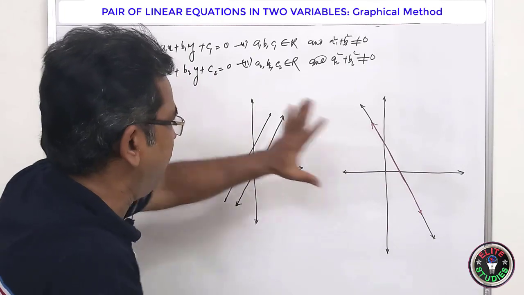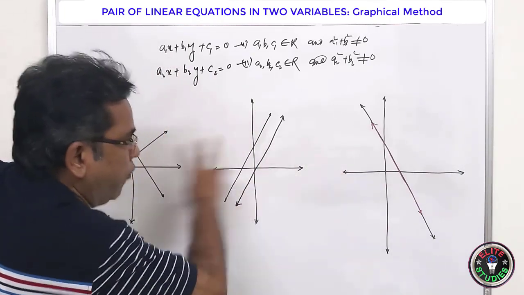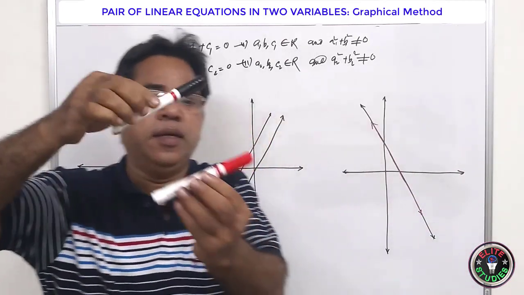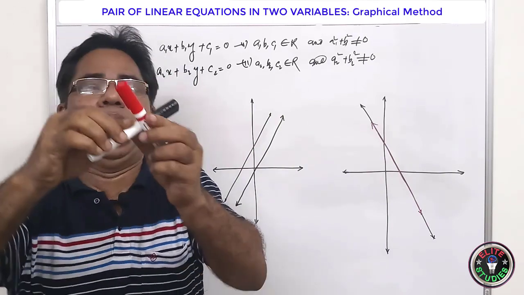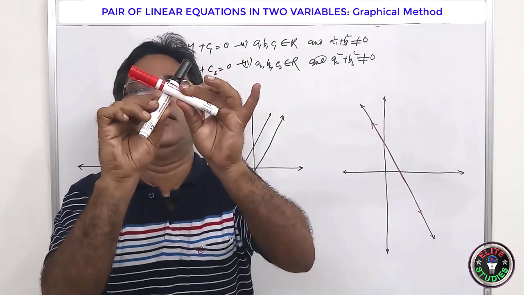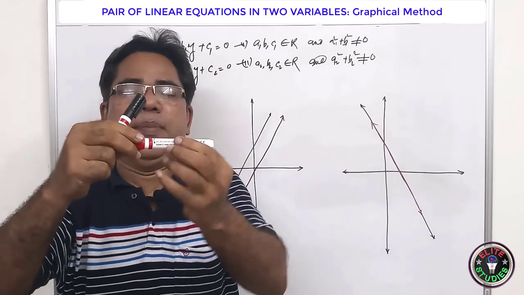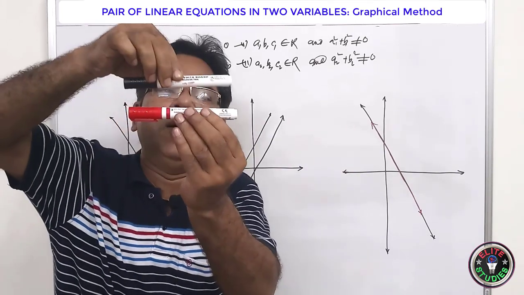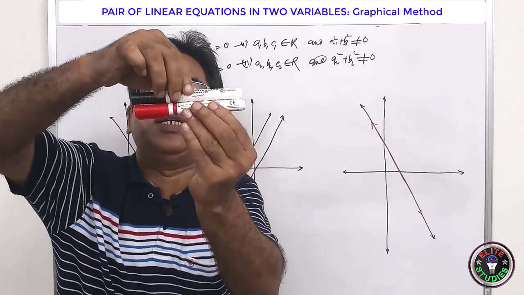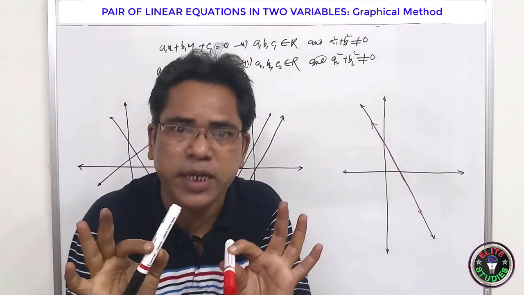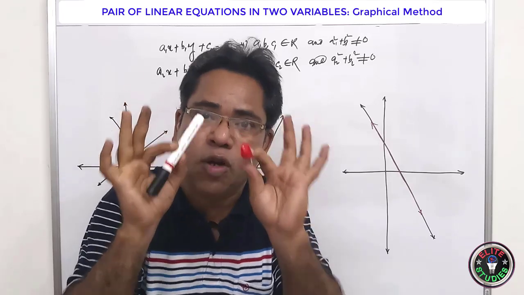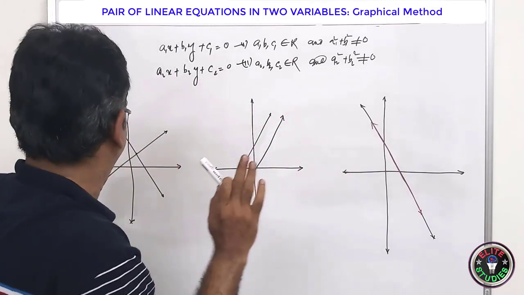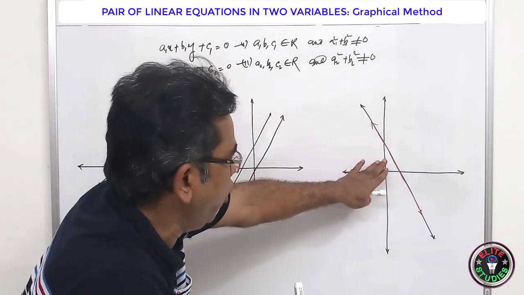As these two lines are in a plane, there are three possible ways to draw two lines. Either they will be intersecting like this, either they will be intersecting like this, or they may be parallel like this, or they may overlap. They may be coincident. Only these are the three possibilities of two lines to be drawn onto a given plane. There is no fourth possibility, no more.